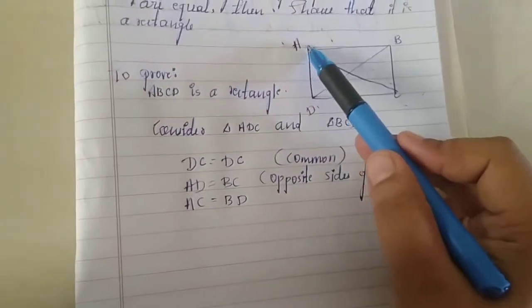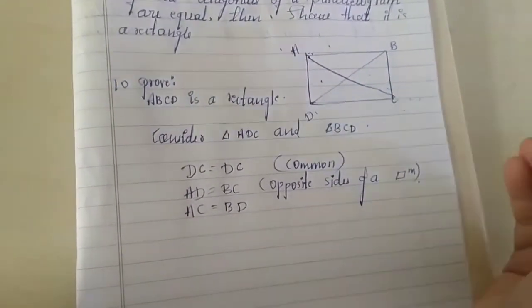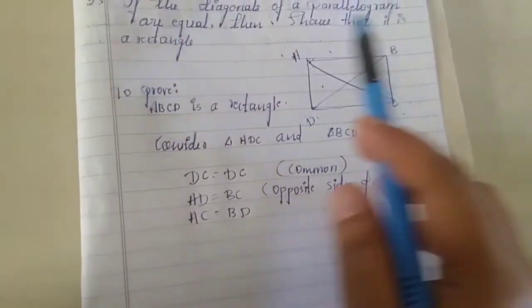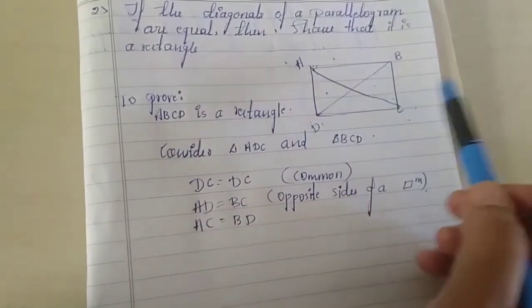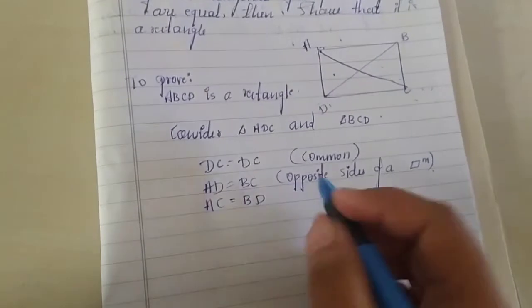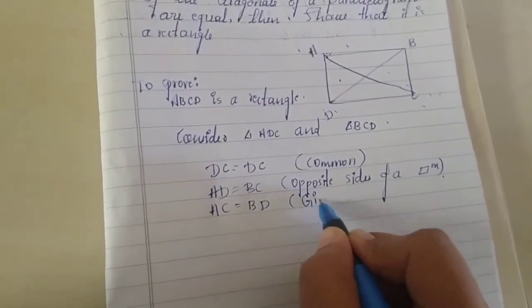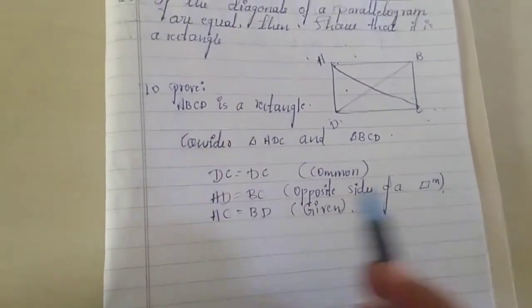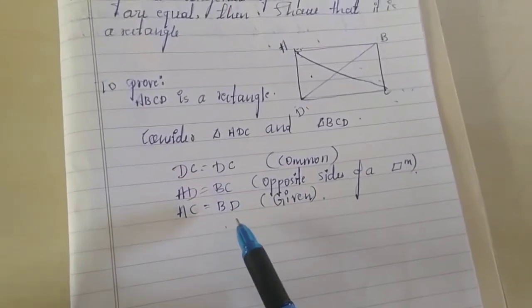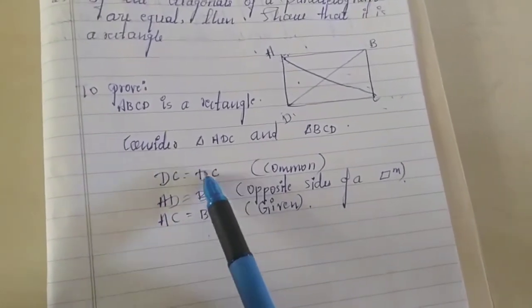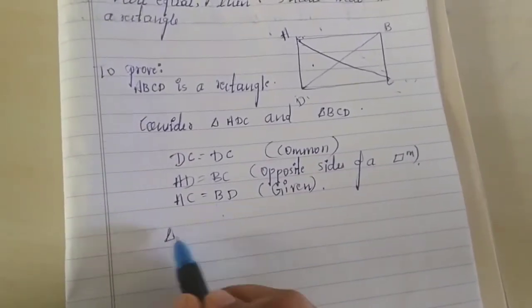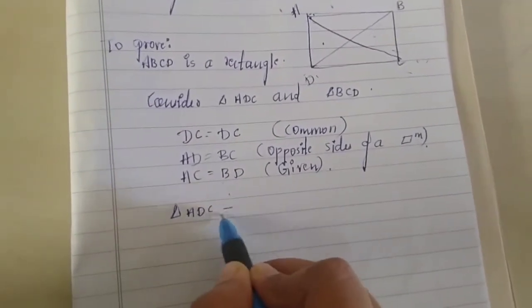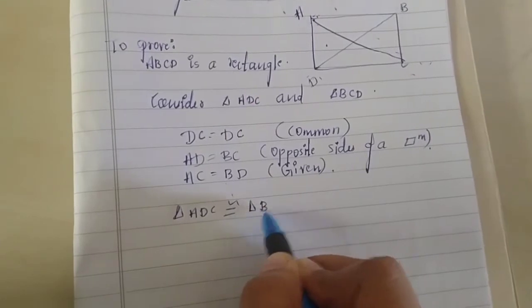So now here you can see AC is equal to BD. These two are equal because already they have given that the diagonals of a parallelogram are equal, that means AC and BD are equal, right? Already they have given this. So by looking at this, we can easily say that by the SSS congruence rule, side, side, side congruence rule, we can say that triangle ADC is congruent to triangle BCD.